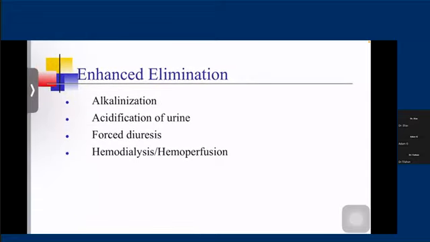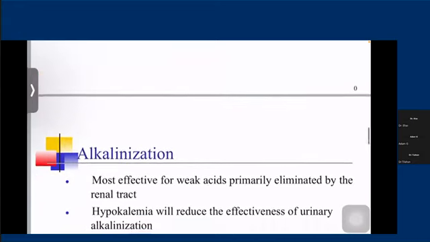After decontamination, the other option is enhanced elimination. Decontamination is before absorption, whereas elimination is for when the medication is already absorbed and is in the system. We can use certain procedures to eliminate it. These are alkalinization, acidification, forced diuresis, and hemodialysis. We'll see them one by one.